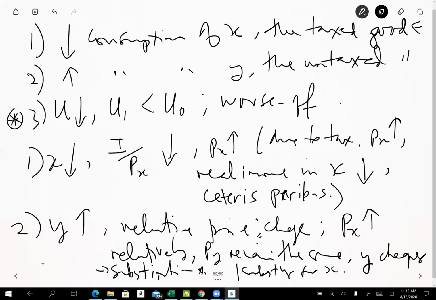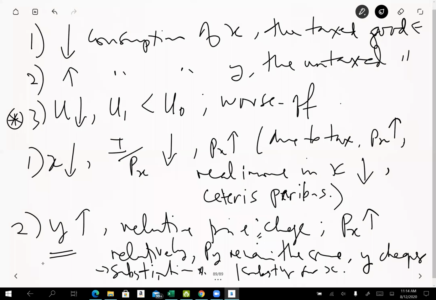We're not talking about absolute prices. We're talking about relative. Even though the price of X may be higher than Y, now the price of X relatively becomes higher due to the tax. All right. So there will be some substitution. So that's why Y increases because of the substitution. All right. Okay.